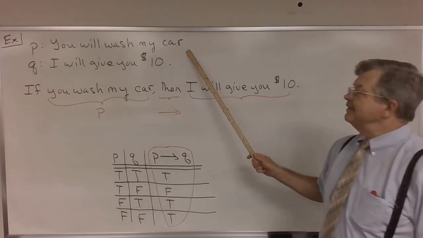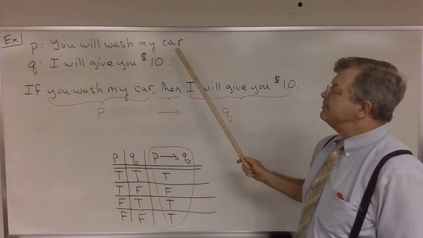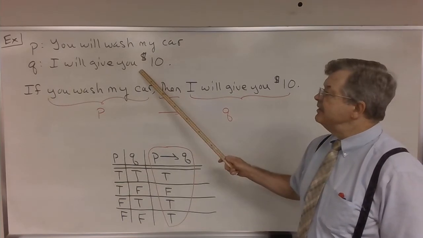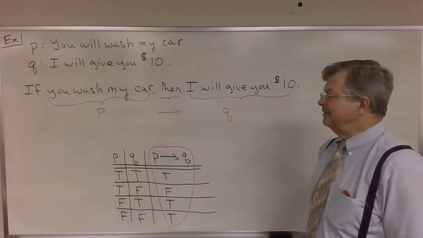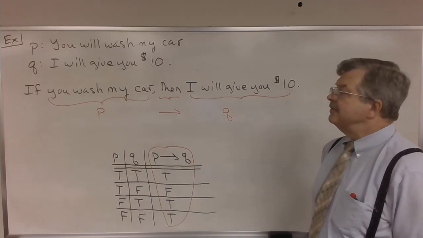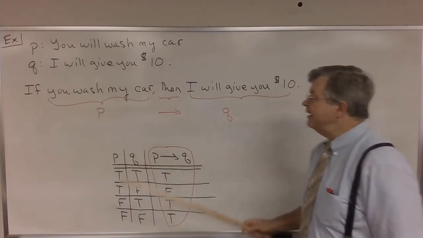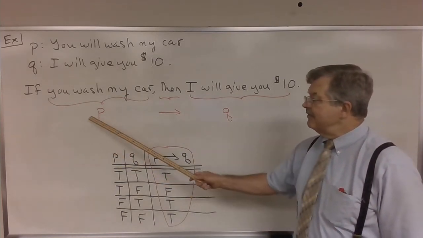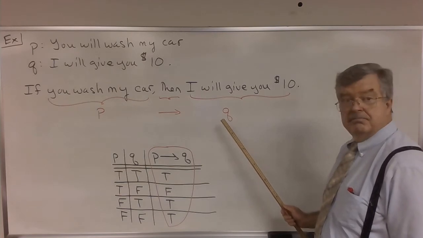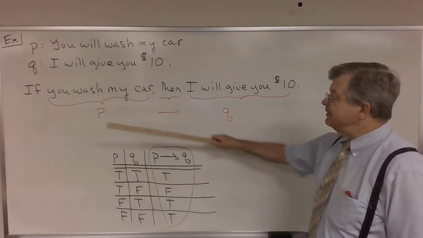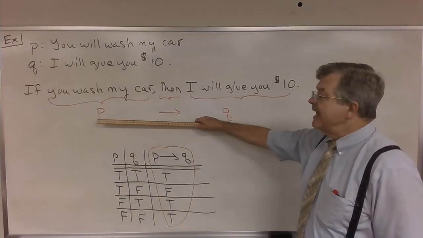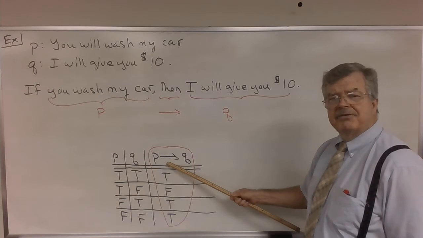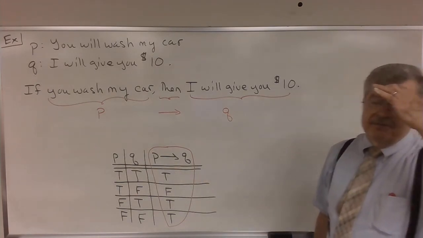Okay, let's consider this example. Let P be the statement, you will wash my car. Let Q be the statement, I will give you $10. So the statement, if you wash my car, then I will give you $10, is of the form if P, then Q. So this compound statement has the same form and structure as the compound statement in our truth table. And let's see how this works.